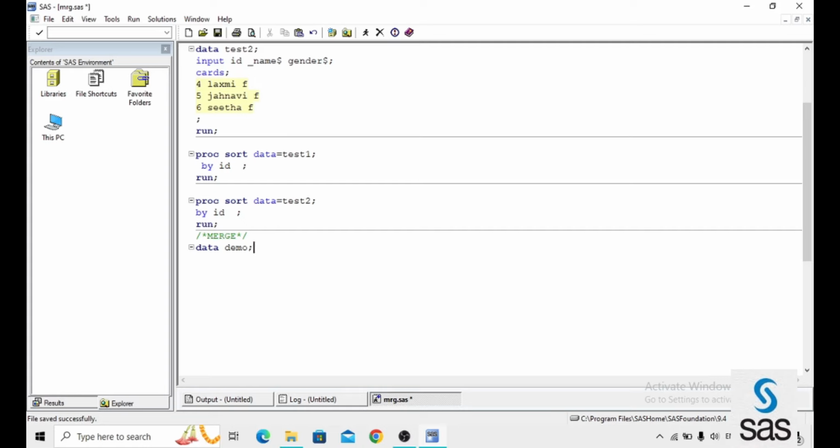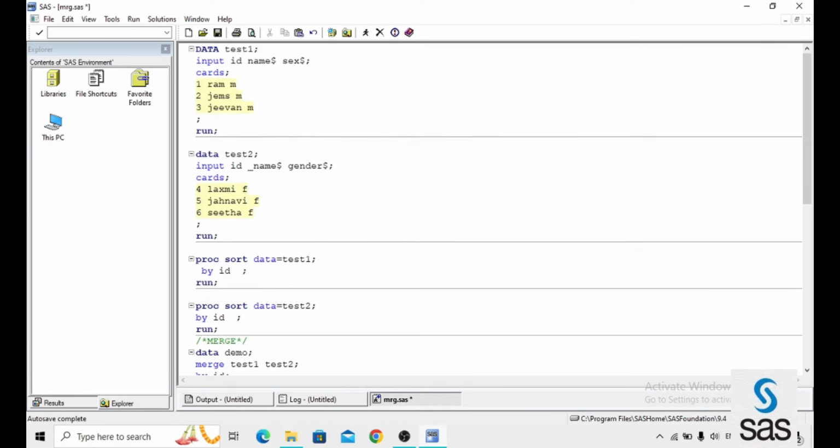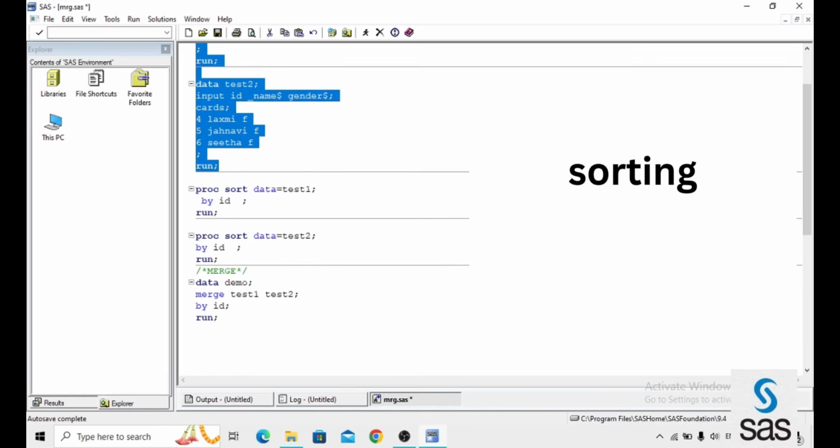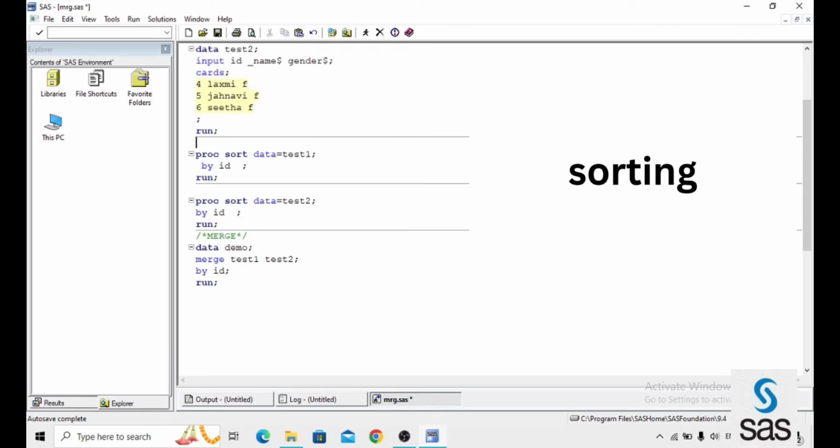Here I named the dataset demo and the statement is merge, and then the two datasets, test1 and test2. I want to join these two by ID and run. Keep in mind, whenever you merge two datasets, we have to remember three important points. The first one is we need two datasets for merging. The next one, before merging we have to sort those two datasets. And the third one, we need one common variable in the two datasets.